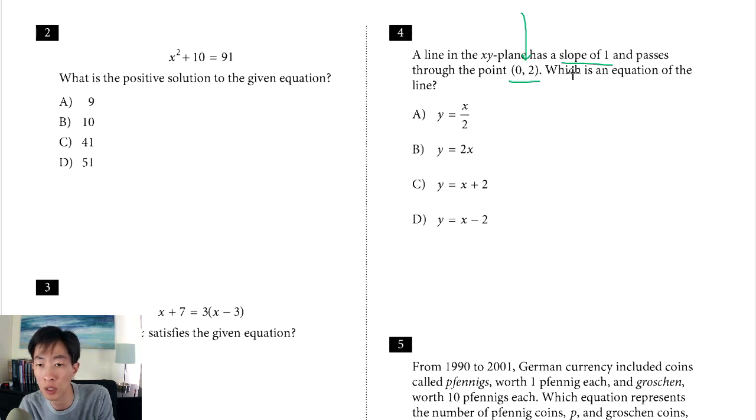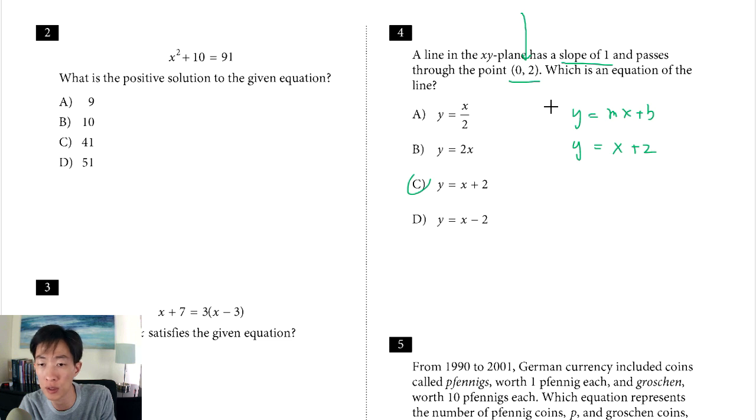So think about what we know. We know the slope is 1, and we know the y-intercept is 2. So going by y equals mx plus b form, we automatically know the equation is going to be x plus 2, and that gives us choice C. Now let's imagine the problem did not give us the y-intercept, they gave us just a random point. So let's treat this as a random point.